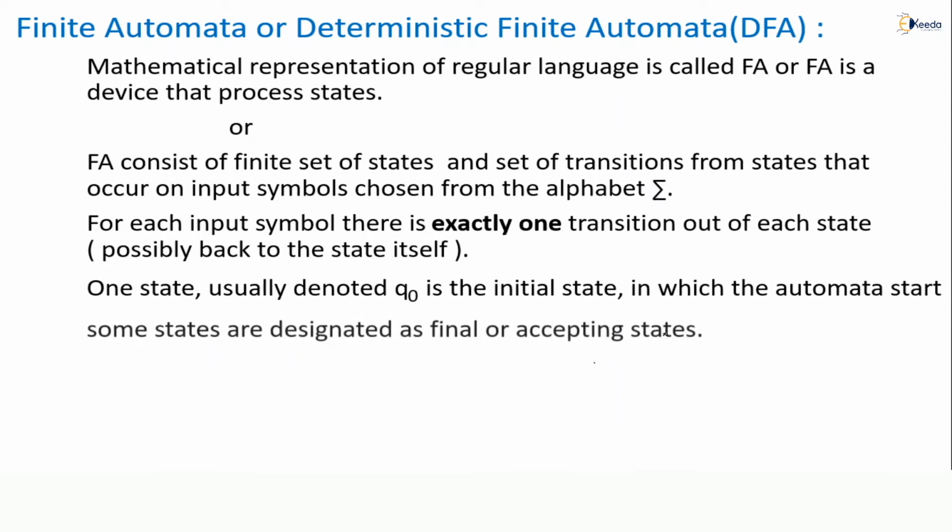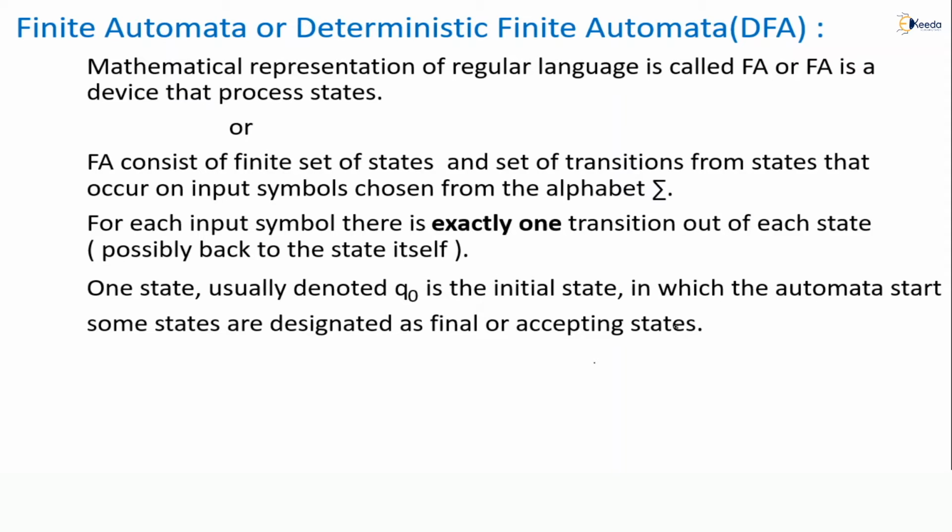Another point is that some states are designated as final states or accepting states. Previously I mentioned this clearly. I have shown two circles, that is nothing but a final state or accepting state. One or more final states are possible, but only one initial state is there. I will observe other definitions later. You can say the mathematical representation of a regular language is nothing but an FA, or you can say it has a set of states and transitions. Then there must be exactly one transition for each and every symbol at each and every state. In a DFA, one initial state and many final states are possible.